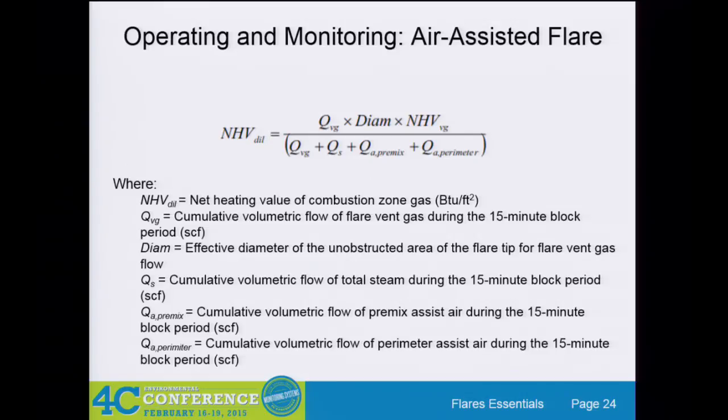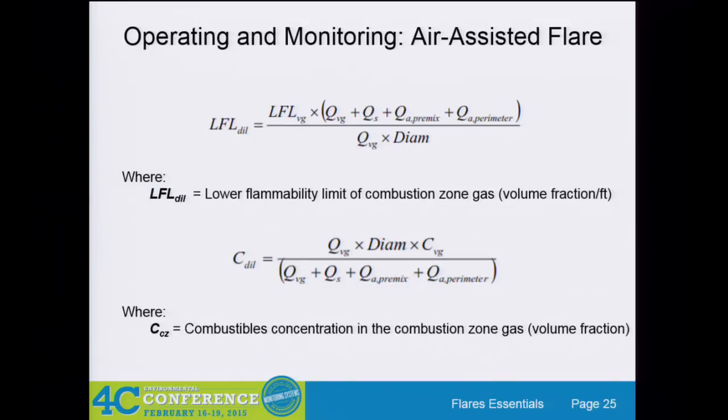Everything is on a 15-minute block average for all kinds of flares. They said we picked 15 minutes because that's how fast the GC can get you data. So they came out and said it. You're going to use a GC, so a GC will give you that data every 15 minutes, so everything is a 15-minute block average. Just showing you the other two calculations, again, very similar to before.